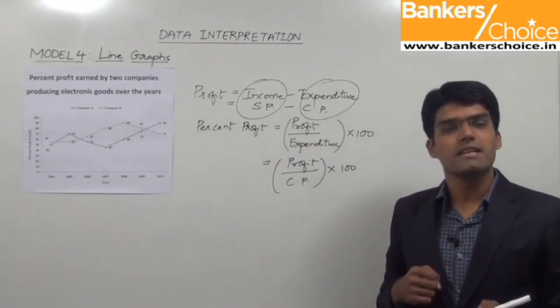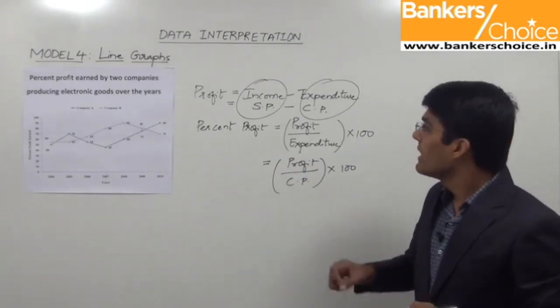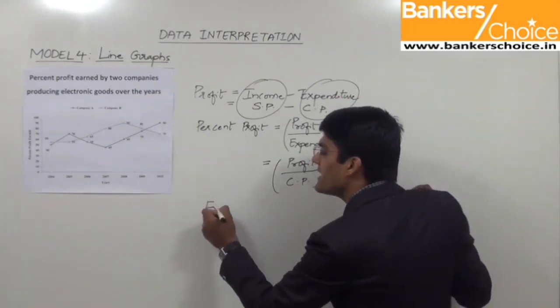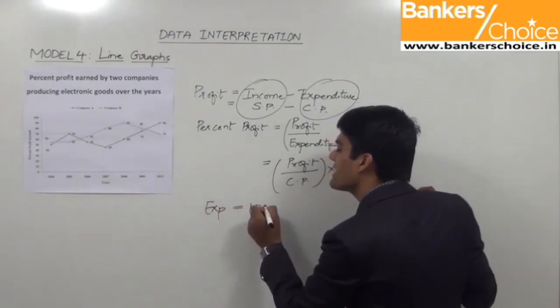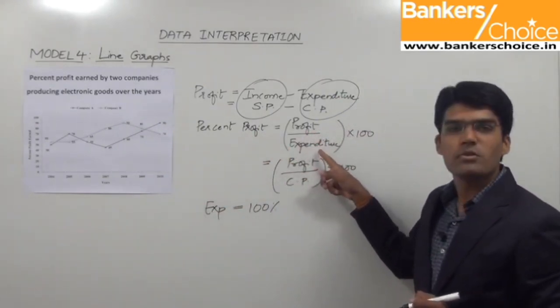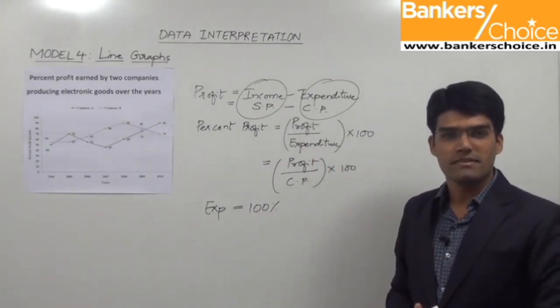And as we have learned in case of profit and loss, cost price should always be taken as 100%. Here cost price is analogous to expenditure. So we can say that in this case expenditure should always be treated as 100%. Why? Because percentage profit is calculated with respect to expenditure. So always the expenditure of the company should be taken as 100%.